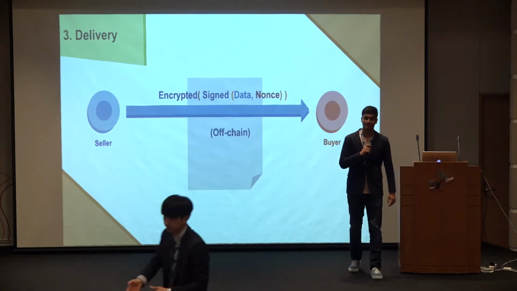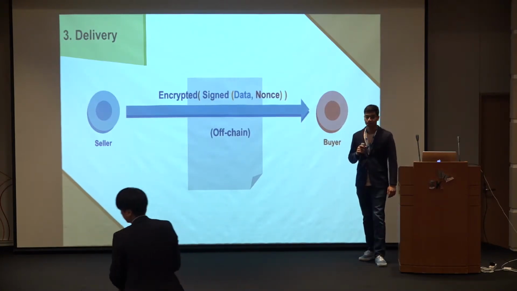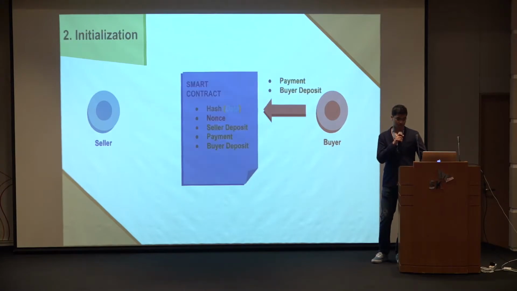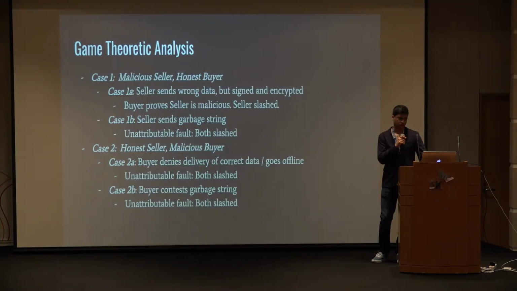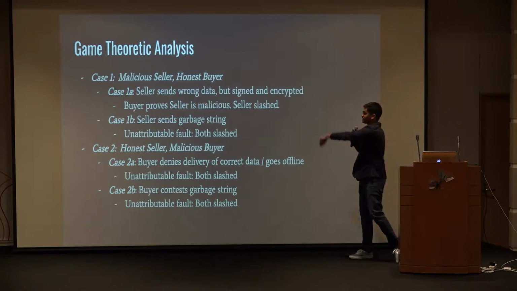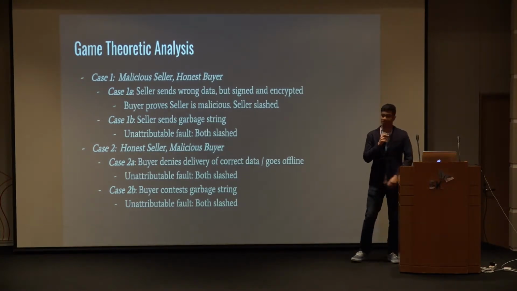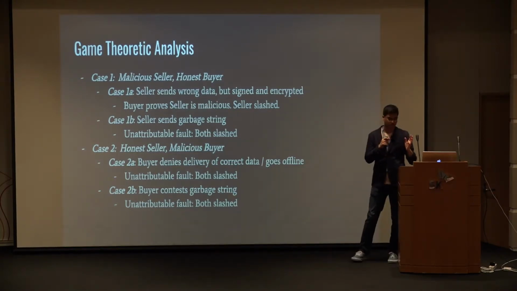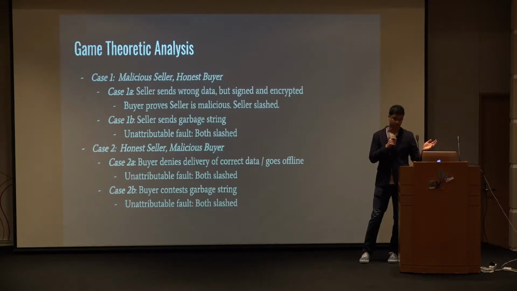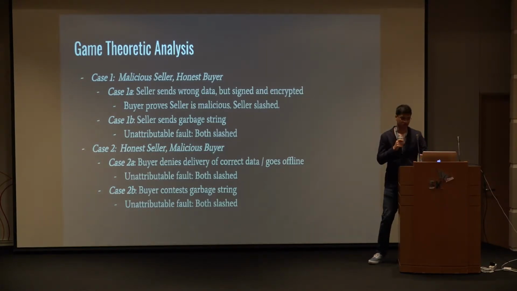Hi. My question is, how is this protocol any different from BitHalo? Well, as far as I know, in BitHalo, all of the cases are unattributable faults, and both parties are slashed. But in this case, if the seller sends the wrong data, and the buyer is honest, then you can actually slash the seller. And this bias is good enough to make a Nash equilibrium exist, a strong Nash equilibrium exist.